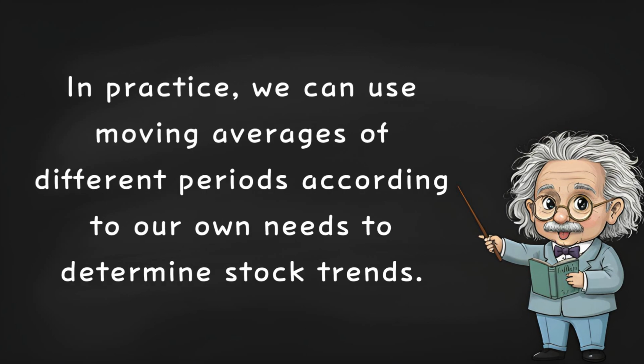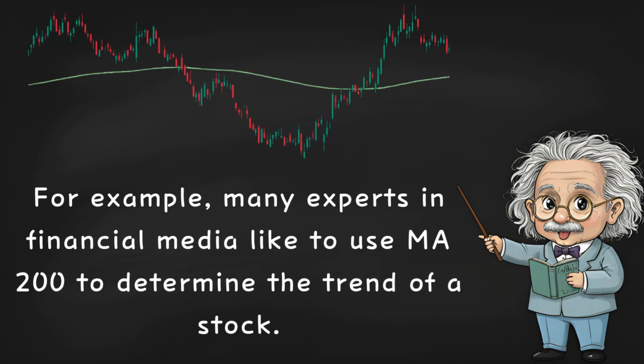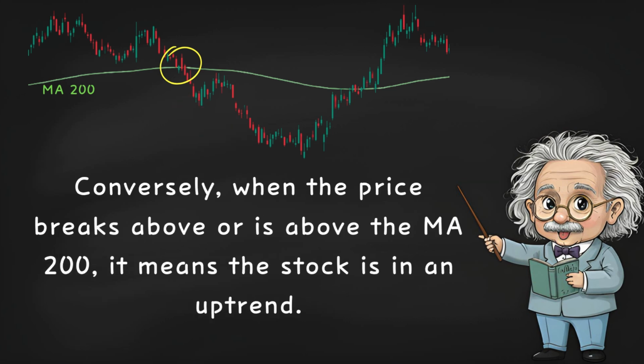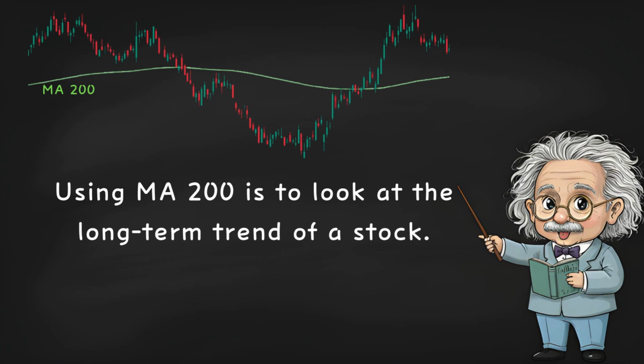In practice, we can use moving averages of different periods according to our own needs to determine stock trends. For example, many experts in financial media like to use MA 200 to determine the trend of a stock. The simplest way of thinking is like this. When the price breaks below or is under the MA 200, it means the stock is in a downtrend. Conversely, when the price breaks above or is above the MA 200, it means the stock is in an uptrend. Using MA 200 is to look at the long-term trend of a stock.